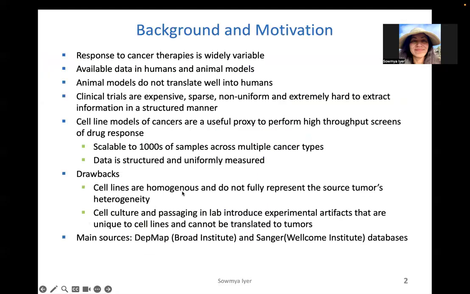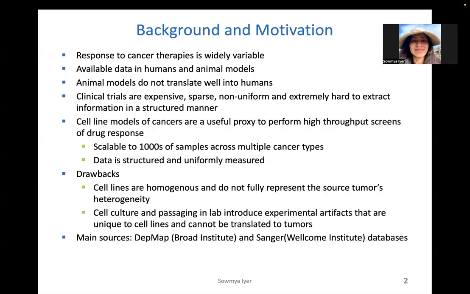The motivation for this is that currently response to cancer therapies is widely variable. We have data available in humans and animal models, but animal models do not translate well into humans. The available human data is in the form of clinical trials. They're expensive, sparse, and extremely hard to extract information from in structured manners, just piles and piles of unstructured text.